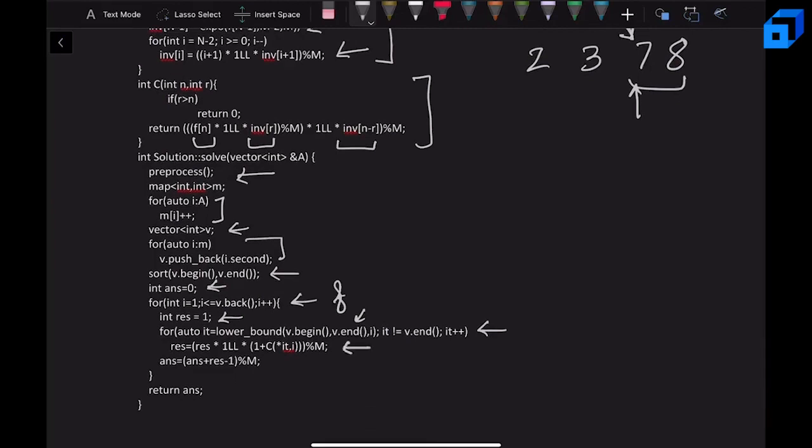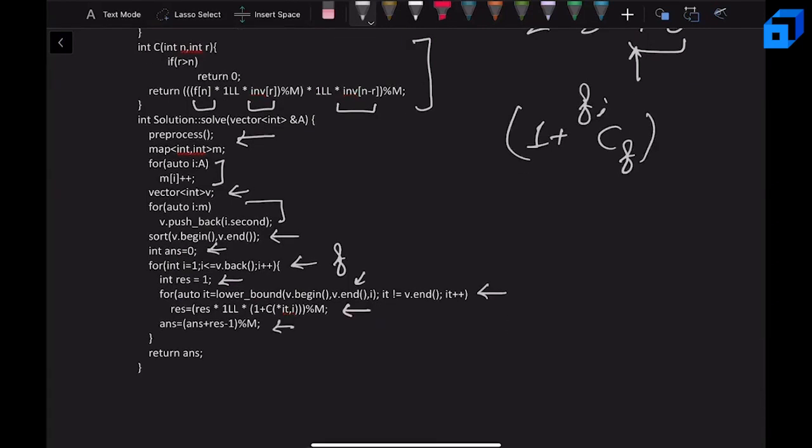And now the contribution of any element will be 1 plus star it, the value at this pointer, which is the frequency f. And finally we will add res minus 1 to our answer and simply return answer.